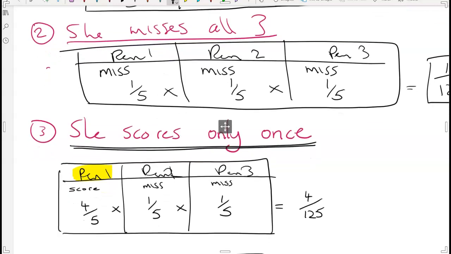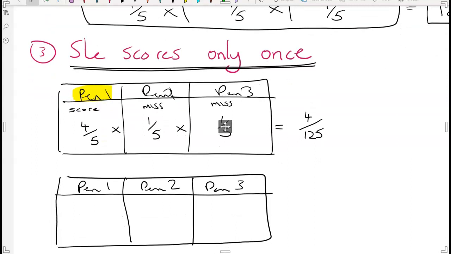But of course it could have happened in another order. She may have missed the first one and scored the second. So let's say she scores penalty 2. And in that situation, she would miss penalty 1, score penalty 2, and miss penalty 3. Now what's the probability of each individual event happening? Well, missing of course is 1/5, scoring is 4/5, missing is 1/5. What's the probability it happens in that particular order? We multiply them, and of course it also works out as 4/125.